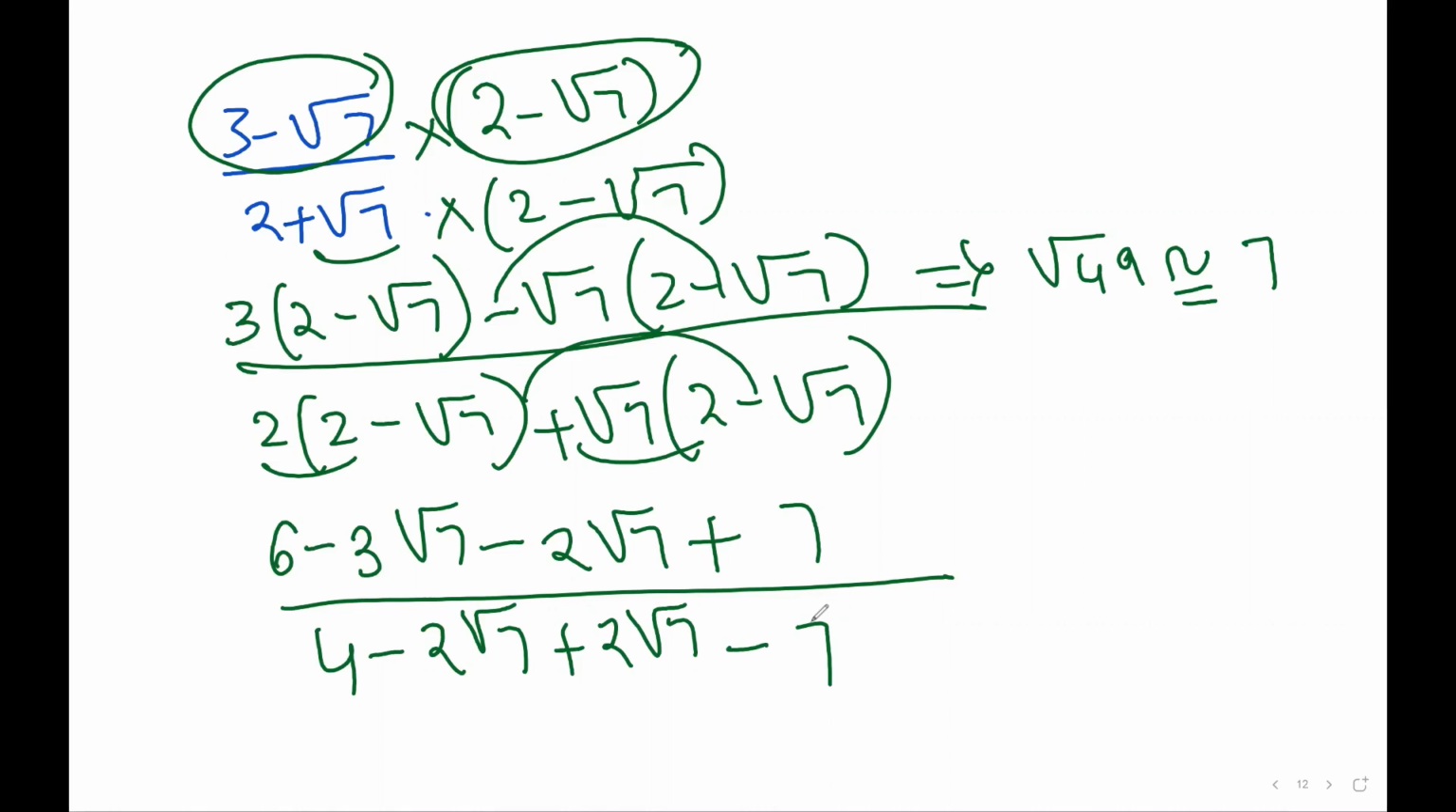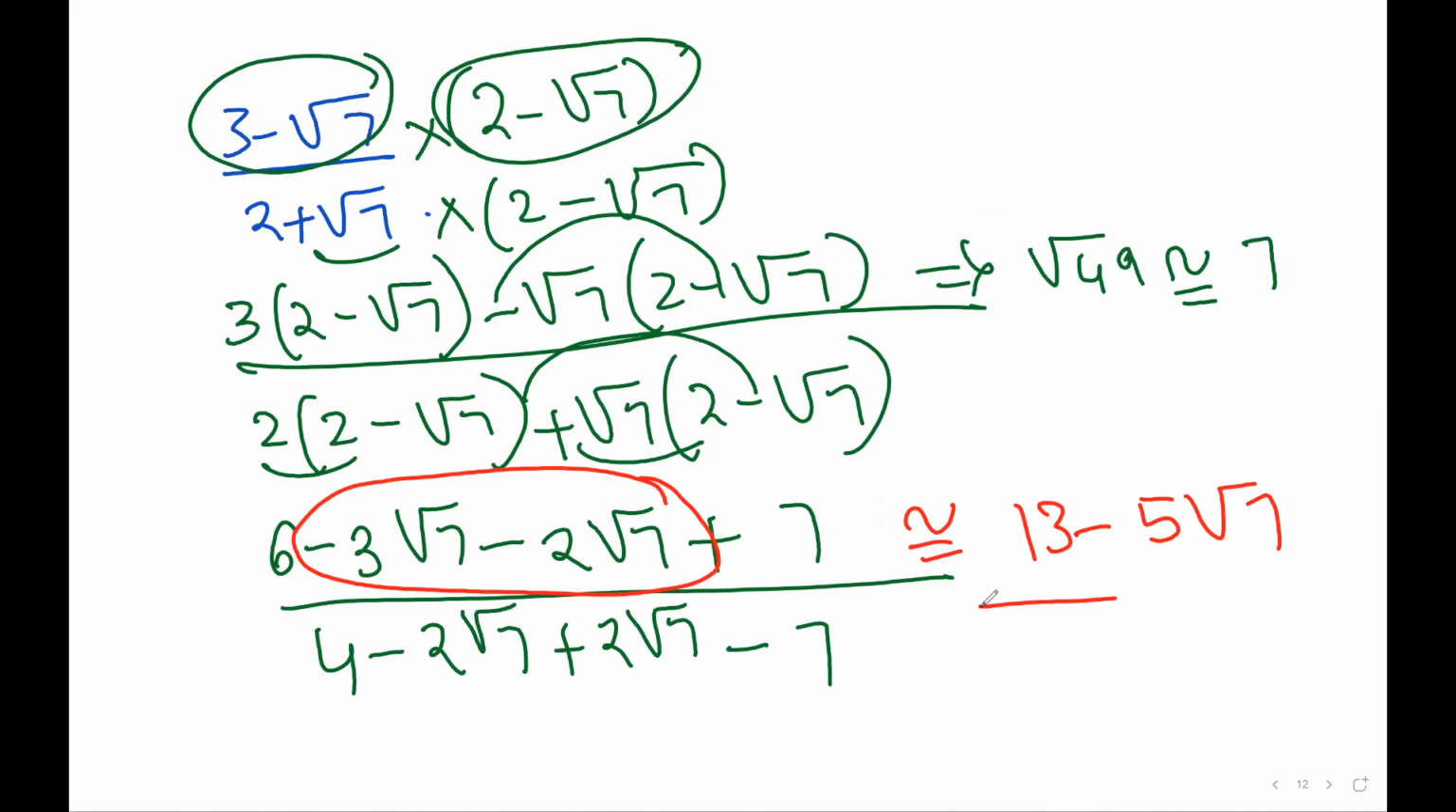Right? Now what we will be doing? We will be doing like this. This is equivalent to 6 plus 7 is 11. And here this will be minus 5 root 7. So 6 plus 7 is 11 minus 5 root 7. No, 6 plus 7 is 13. Sorry. Here it will be 13 minus 5 root 7. And here this will be like this. 7 minus 4 is what?